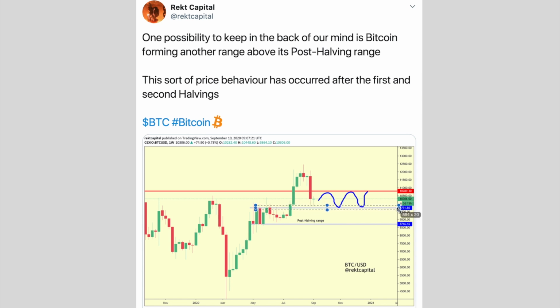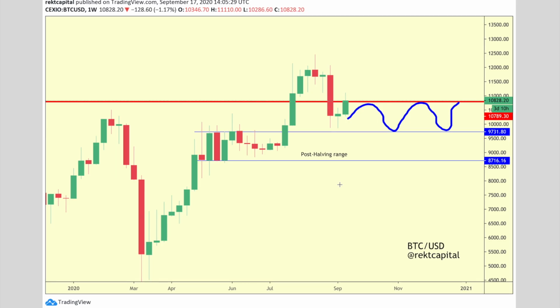9,650 should be the level that will hold Bitcoin after halving 3 as a support, and that's going to be the base of the new range above the post-halving range. So this is the post-halving range, and this may very well be the new range that forms just above it. But of course, the jury is still out whether 10,800 is the top of that range or not. But at the moment, this was a chart that I posted on September 10th. And in fact, since that time, in the week that has followed, we're definitely seeing some rejection at 10,800.